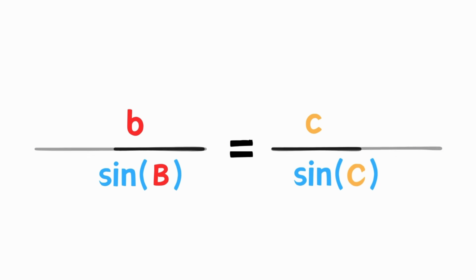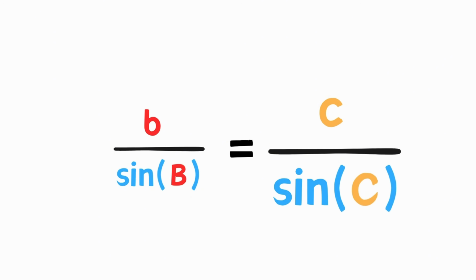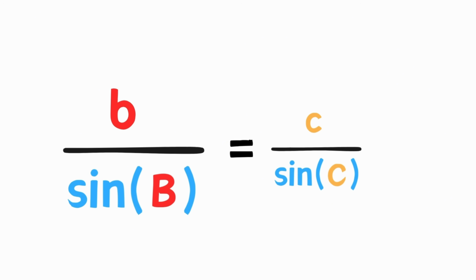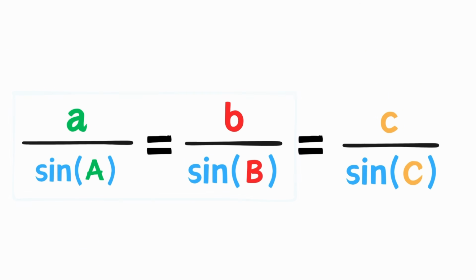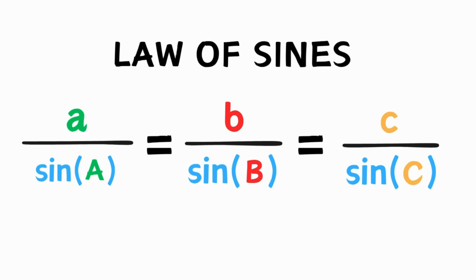And with that, we found that c over sine of angle C equals b over sine of angle B, which we know equals a over sine of angle A. And that is the law of sines.